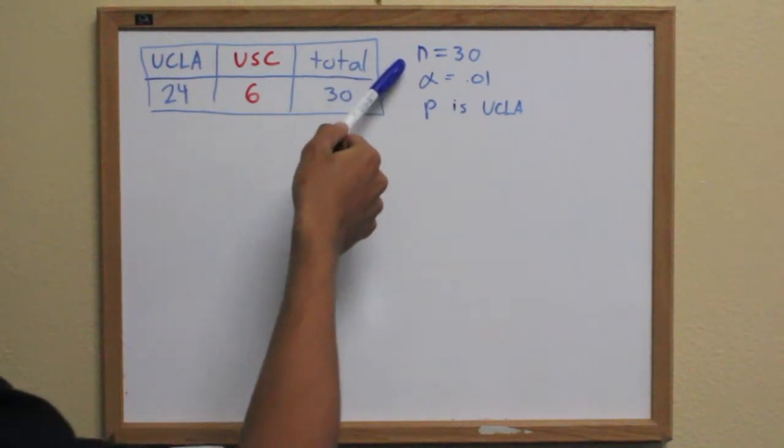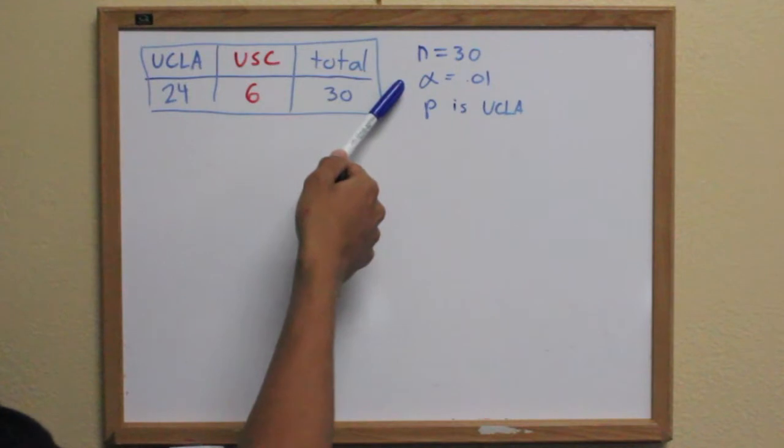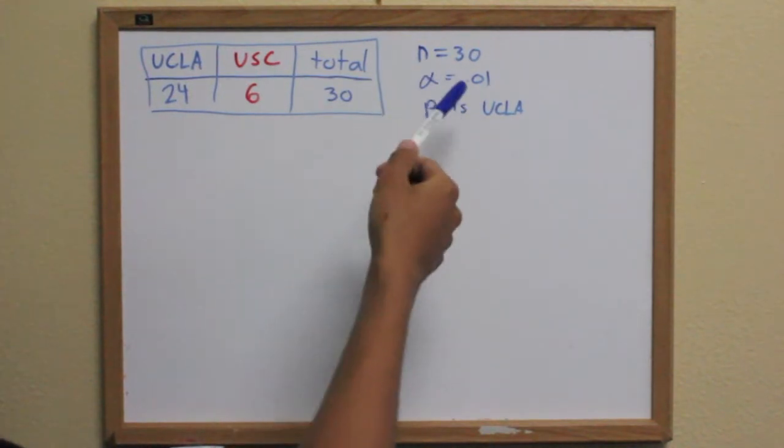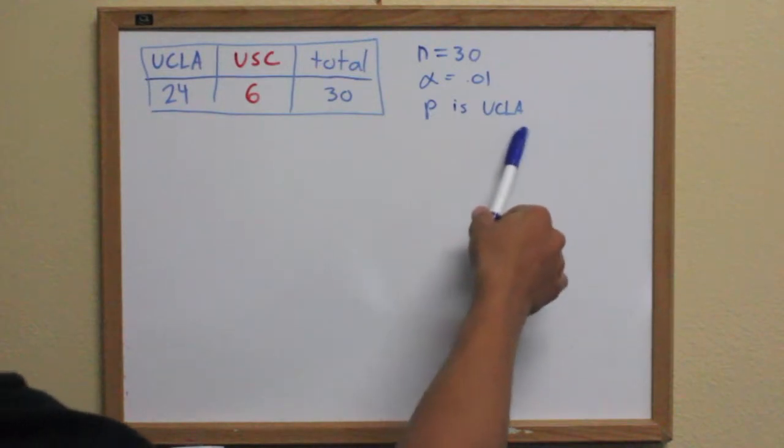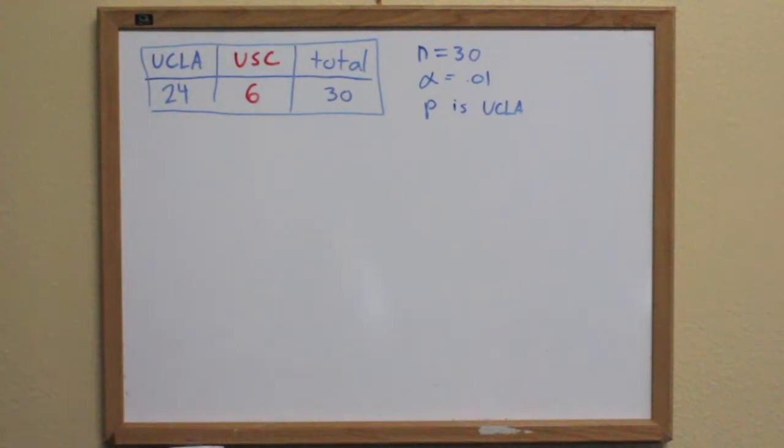So N is the total number of people. The significance level that we're going to use is 0.01, and P, which you'll see later on, stands for UCLA.